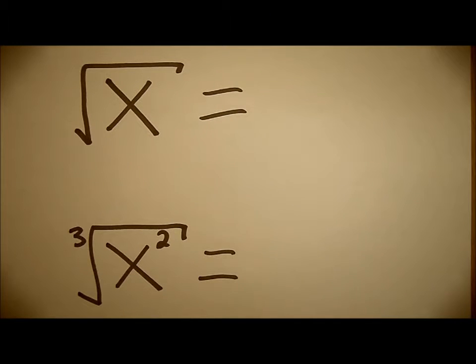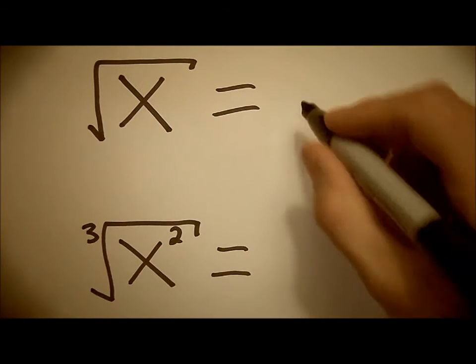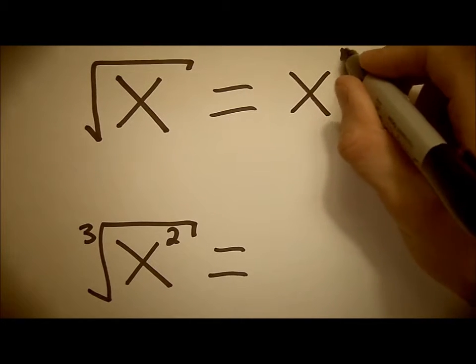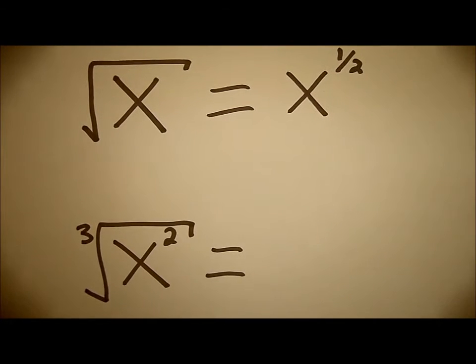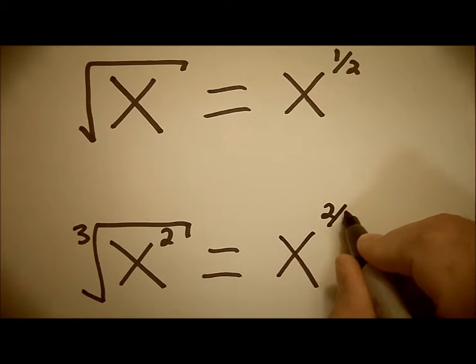Remember when rewriting your square roots in exponential form that you're always going to use power over root. So x to the 1 power under the square root can simply be rewritten as x to the 1/2 power. Likewise, x squared under the cubed root can be rewritten as x to the 2/3 power.